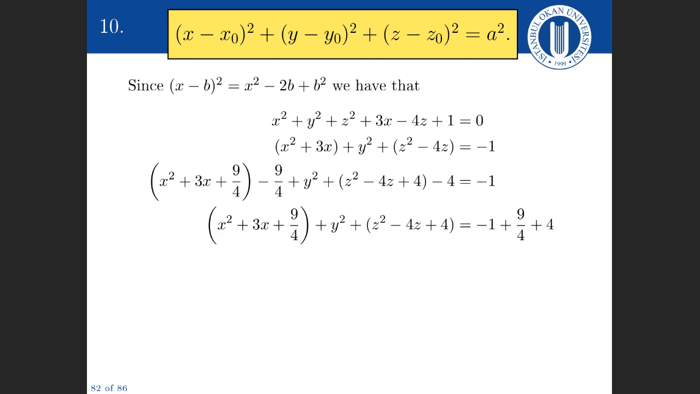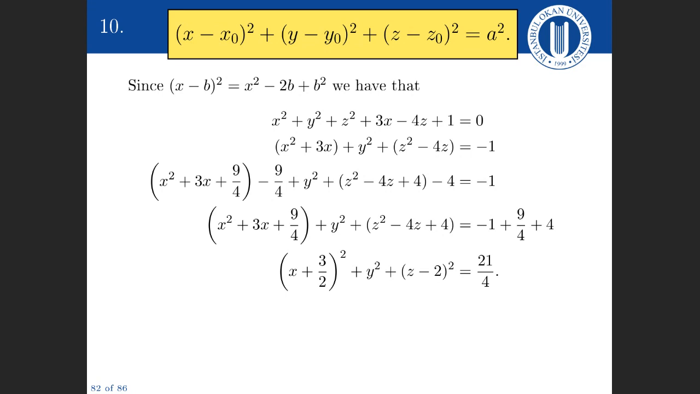Move all of the numbers to the right, and we're left with this. Now we have something squared plus something squared plus something squared. Because we put the right numbers in, the first bracket is x plus 3 over 2 squared, and the final bracket is z minus 2 squared. And now this looks like the standard form.